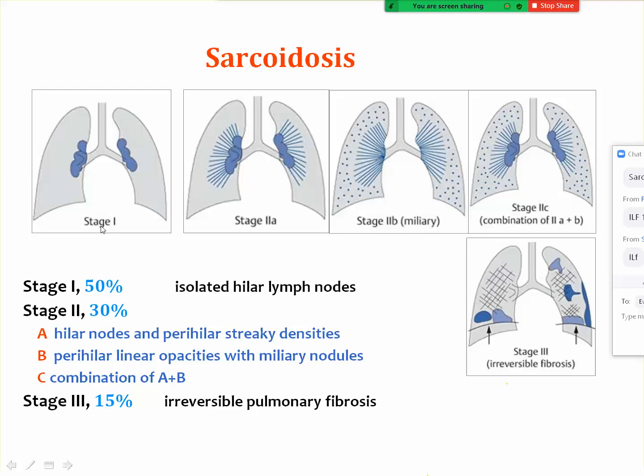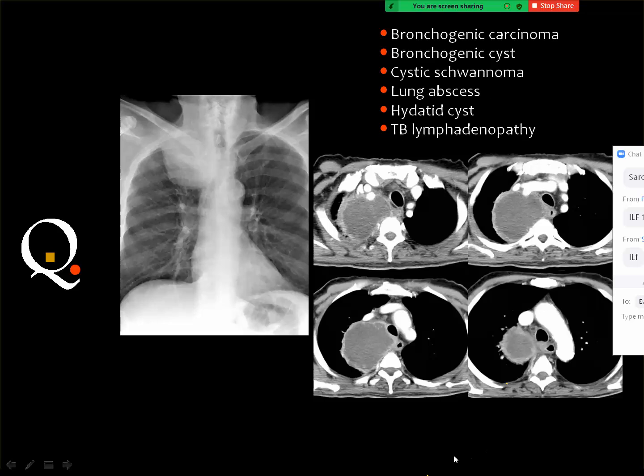Stage 1 with lymph nodes only, stage 2 with lymph nodes and reticular opacities, or reticular opacities with nodules, or lymph nodes, reticular opacities, and nodules, and the final stage of irreversible fibrosis, which is exactly similar to idiopathic pulmonary fibrosis or usual interstitial pneumonia.